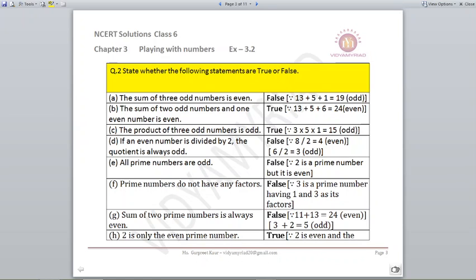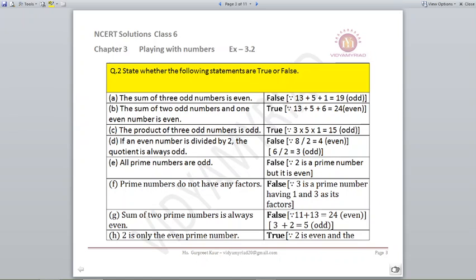The sum of two odd numbers and one even number is even. Let's say 13 and 5 are two odd numbers and I have taken one even number as 6. Add them all together, you get 24. That is an even number. So we can say this is a true statement.